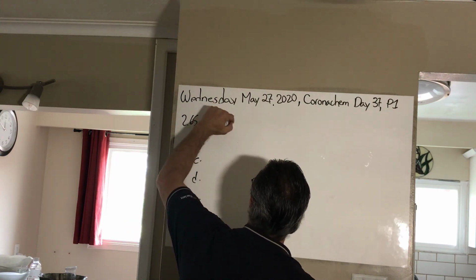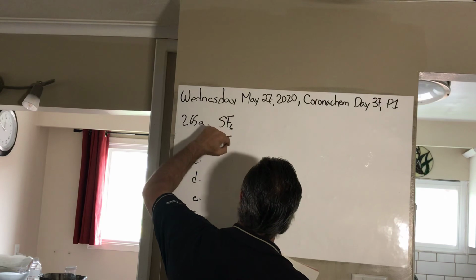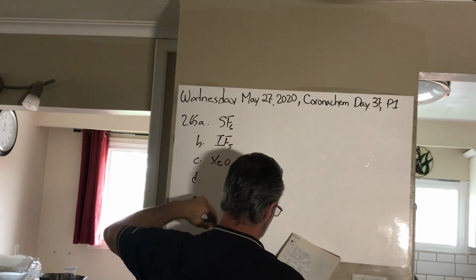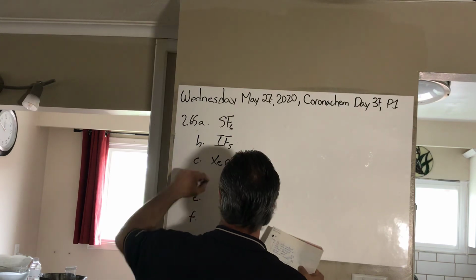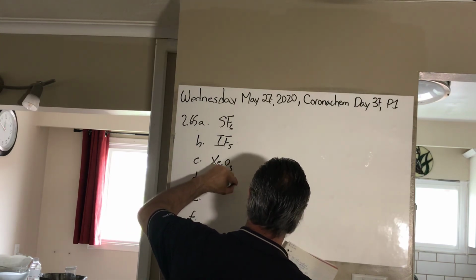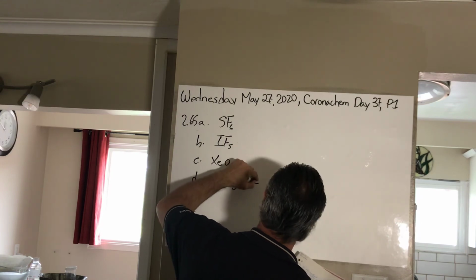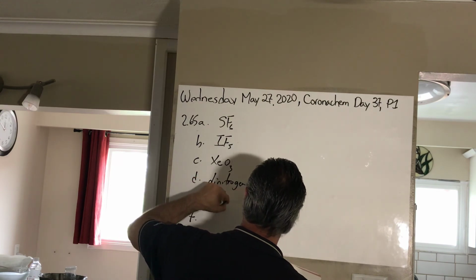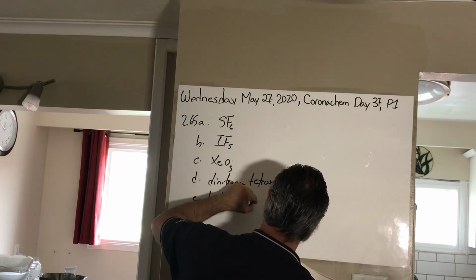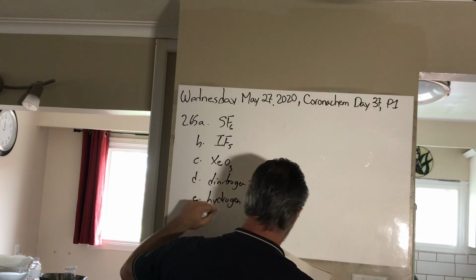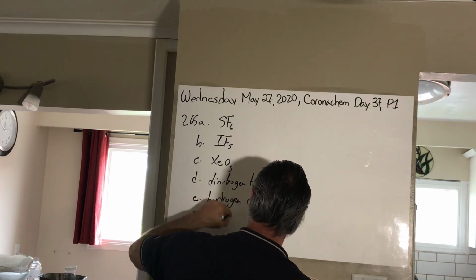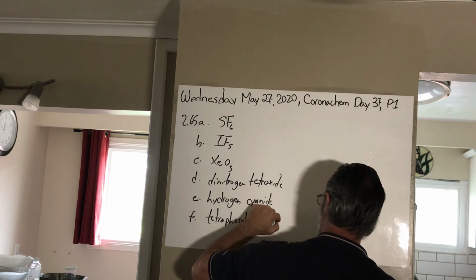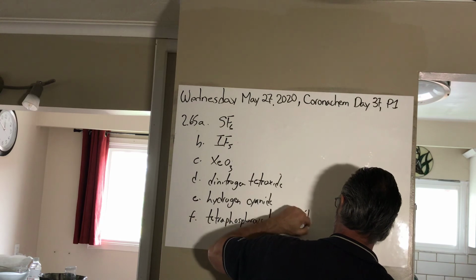So you have SF6, IF5, XeO3. Then the other ones, they start giving you the name and they want you to draw the thing. Tetraphosphorus hexasulfide. So let's name these.